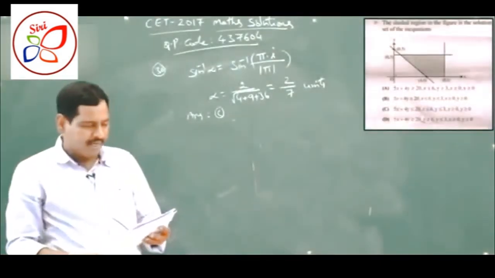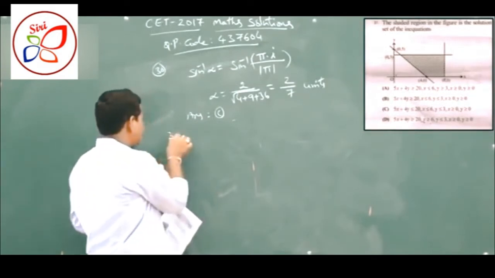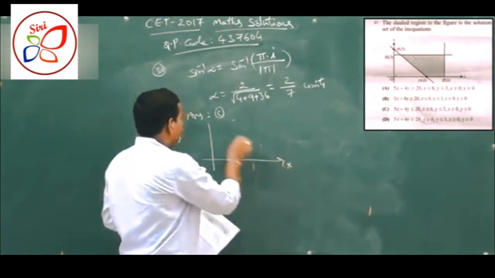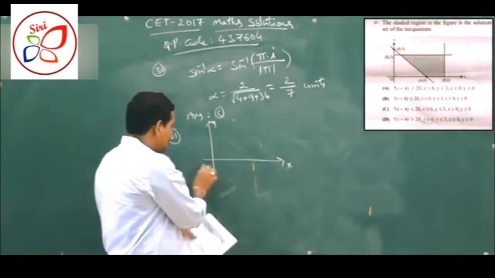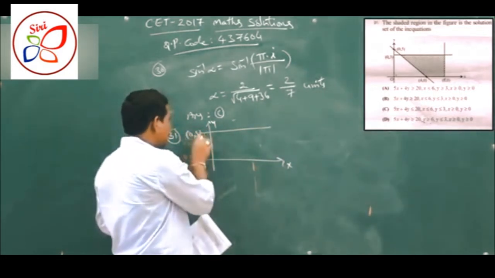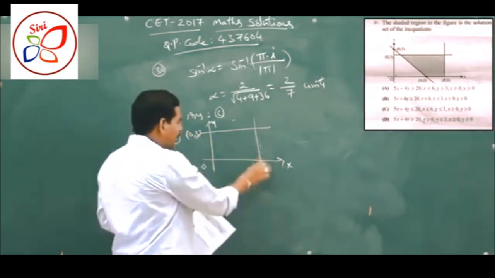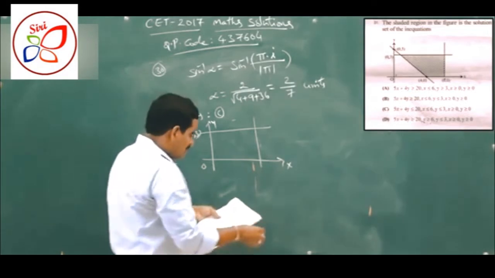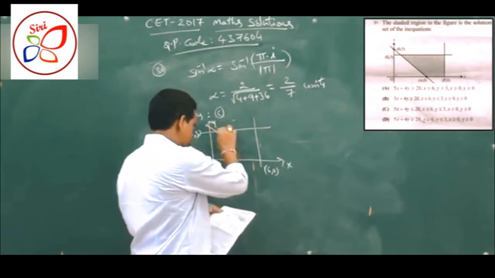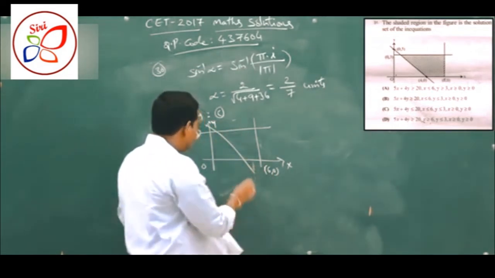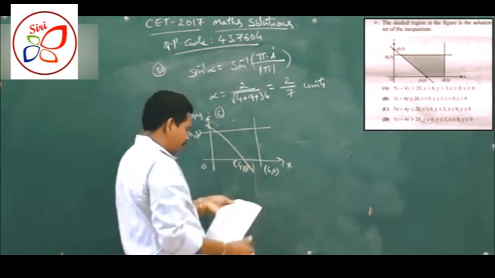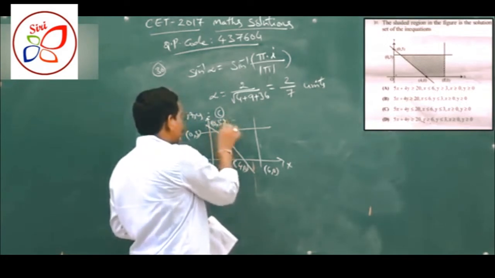Now question number 31. This is from graphs. X axis, y axis, origin. Here one line is given. The point is 0, 3, means this is y is equal to 3. Here one more line is given. Point is 6, 0. One more line is given. Here the point is 4, 0. And this one is 0, 5.